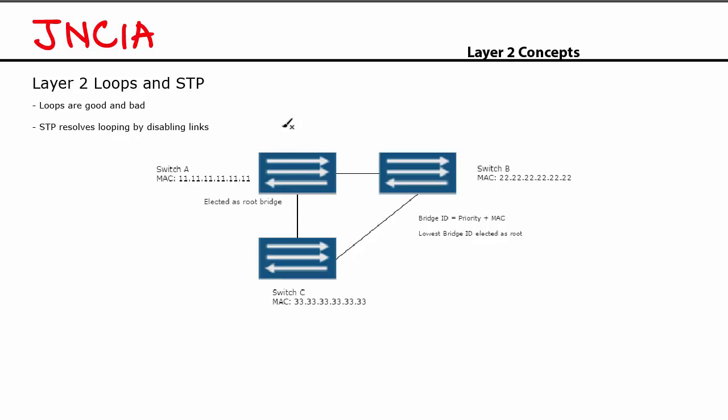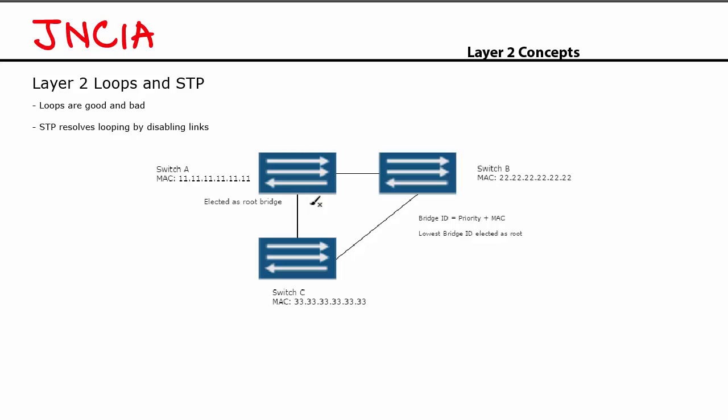Let's understand how. You see this diagram here, we have three switches, switch A, switch B, and switch C. As you can see, all of these switches are interconnected, which means there's a loop in this network. What that means is, if any of these three links goes down, let's assume this link just went down, switch A is directly able to reach switch C, and it is also able to reach switch B via switch C. So in that way, layer 2 loops are good. They give you redundancy.